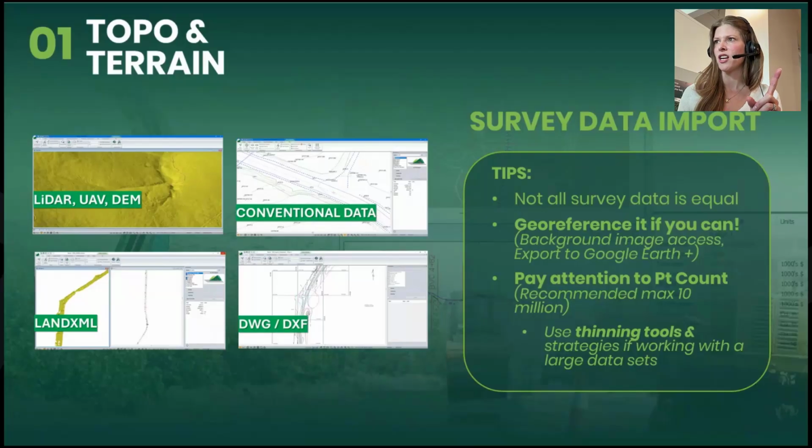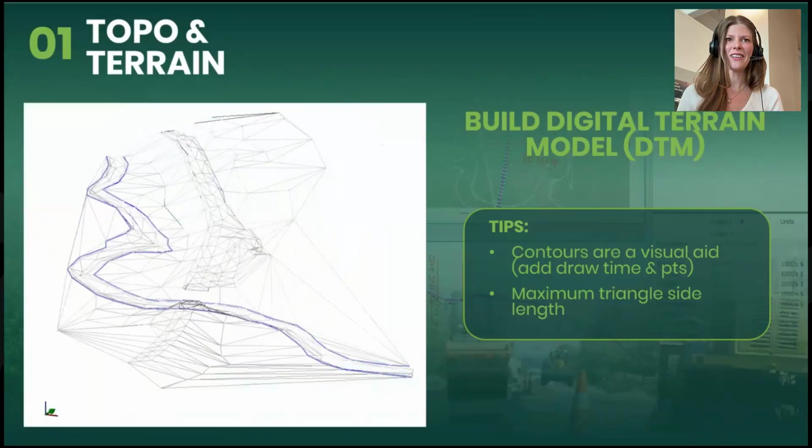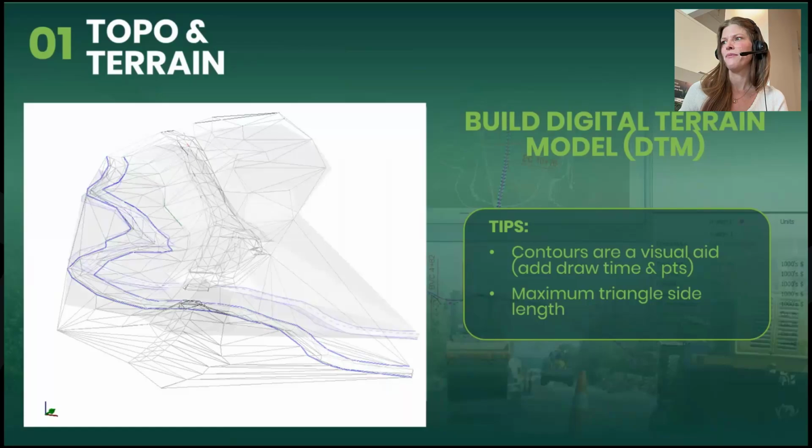Okay, so that's part 1 of topo and terrain. The next part, we're going to take that survey data. Basically, all the little points that are there get connected when you build a tin surface or a DTM. A couple of note points here: contours, when you do add them, are mostly a visual aid. They add draw time. Sorry, here's a nice look at what that surface could look like as just a mesh.